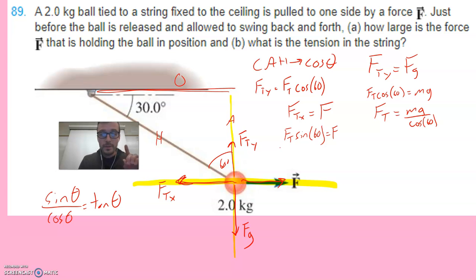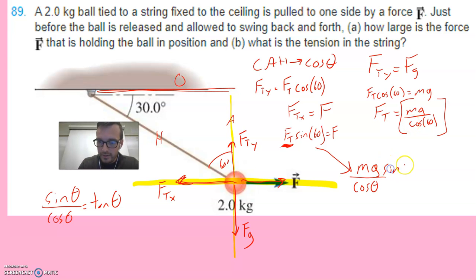Now watch what happens. I'm going to take this whole expression, FT equals that. Well, look, there's an FT over here. And this is called using a system of equations to solve. So this is what this is going to look like. It's going to look like mg over cosine of theta. Notice that's what just got plugged in for FT. And then there's still that sine of theta equals F.